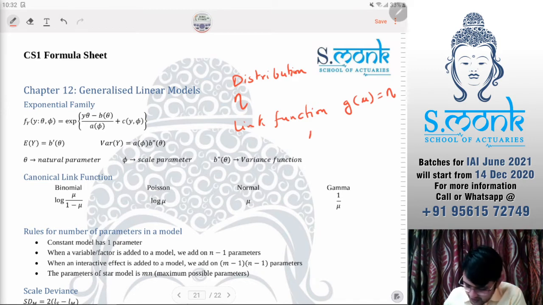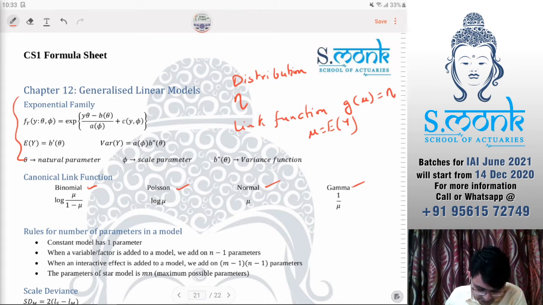Here mu is nothing but our expected value of y. So we usually take into account the exponential family for a generalized linear model. We can take a lot of different families or distributions, but we are concentrating only on 4 distributions in this particular chapter: binomial, Poisson, normal and gamma. Now there is a typical type of question where they ask you to prove whether these distributions are exponential family distributions or not. That I am not going to cover. That is a simple 4 different proofs.